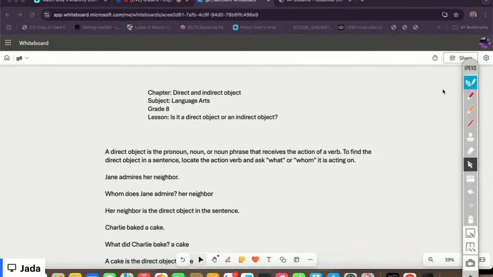Today our lesson is direct and indirect objects. First you have to log in using aplusstudent.com. Click on your name, move on to Language Arts Grade 8, and under that you find the chapter Direct and Indirect Objects. So the lesson will be: is it a direct object or an indirect object?